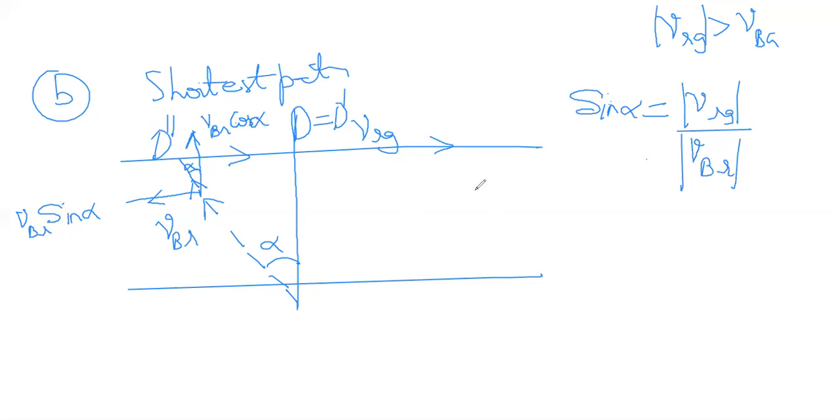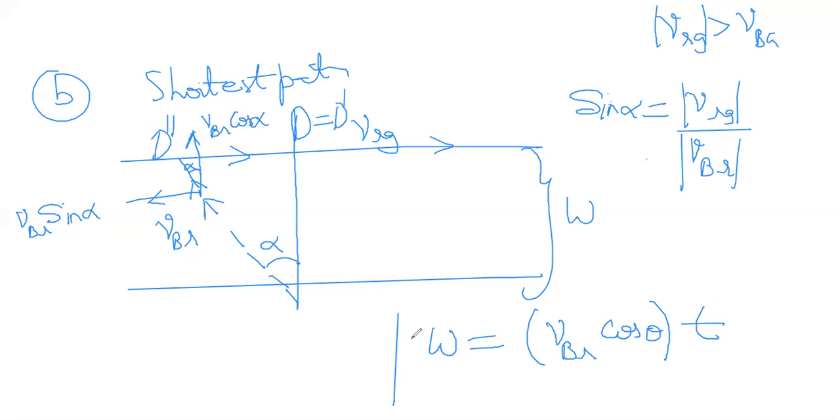Yes or no? Now in this situation, I am speaking about the shortest path, the width. It really travels in the shortest path. So what will be the shortest path? W is equal to how much? The perpendicular velocity into time. Is it or not? What is the perpendicular velocity component? VBR cos alpha into time t.